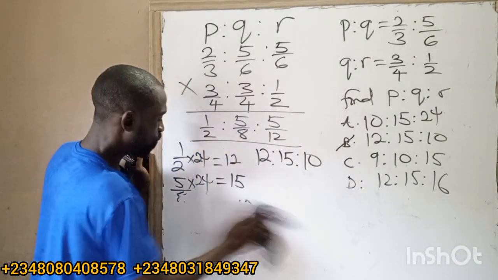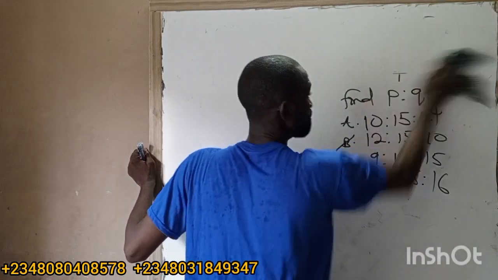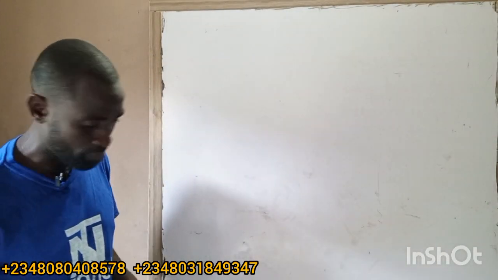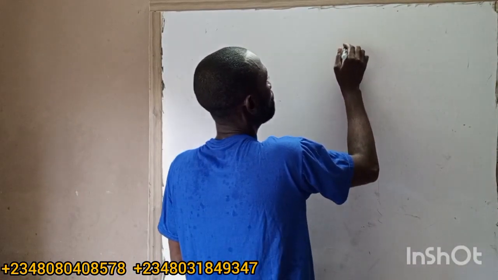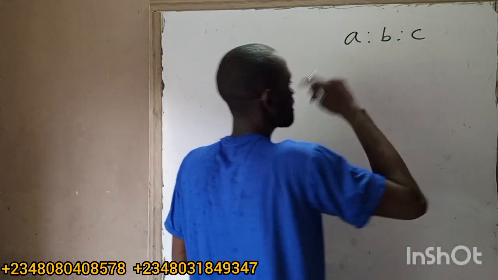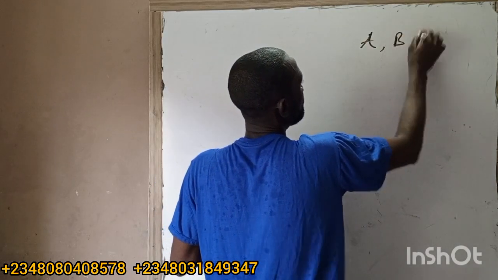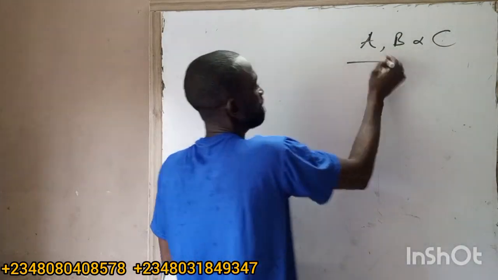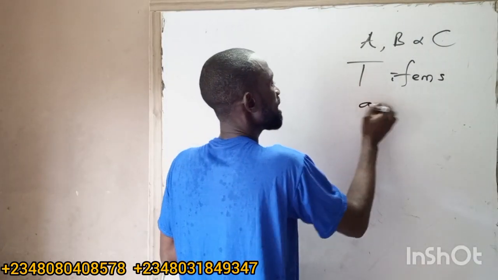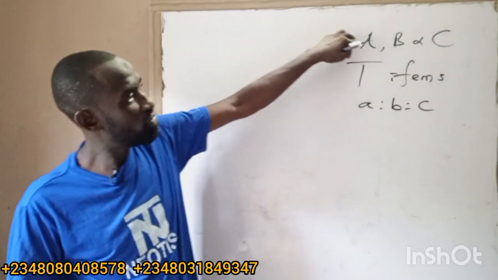So when ratio involves sharing of items, see what you're going to do. For example, if I have A, B, and C, they shared maybe T items in the ratio A, B, and C. We'll now be asked to find the share of each of them.